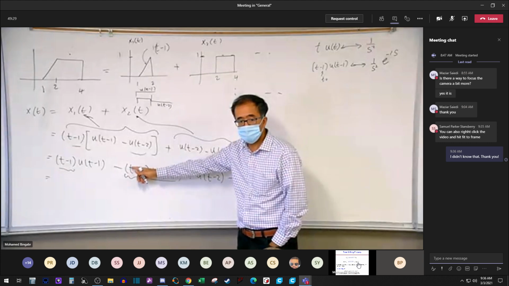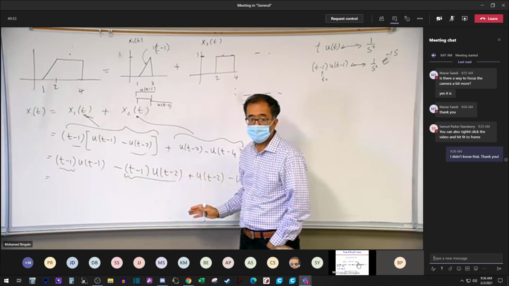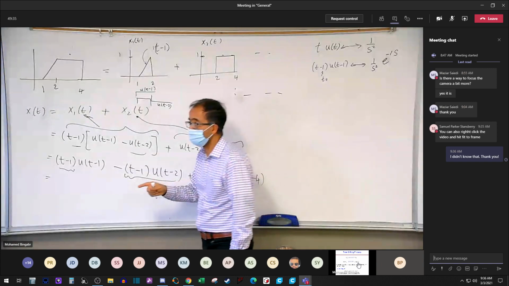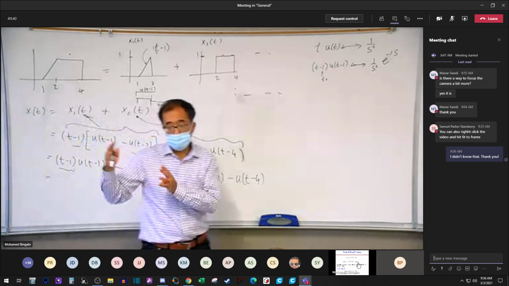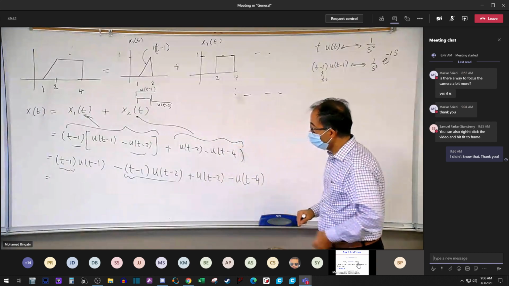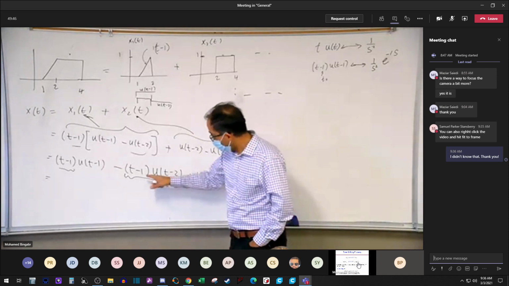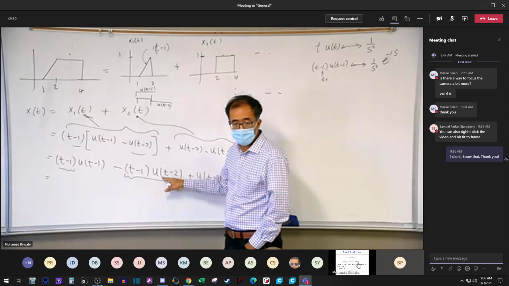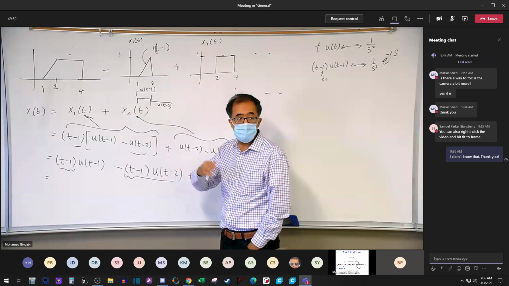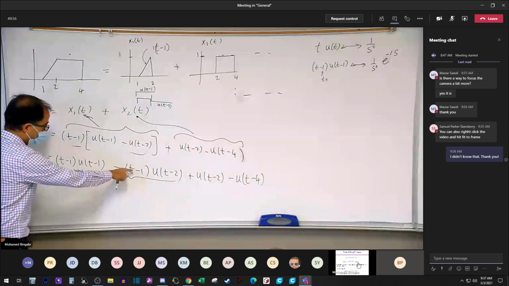So if x of t is shifted by 1 unit, the u of t is shifted by 2 units. If I'm going to use this property here, both have to be shifted by the same amount. So we can use a trick: if I make this t minus 2, then it will be multiplied by u of t minus 2, and both of them are shifted by 2 units. So how do I make this t minus 2?